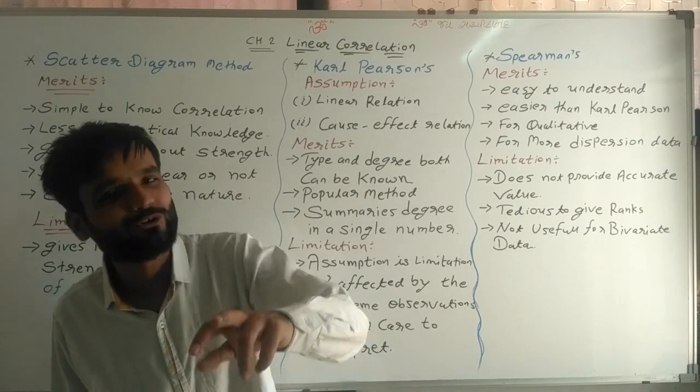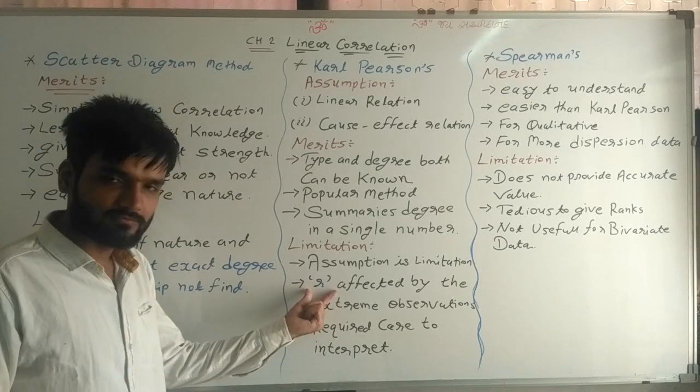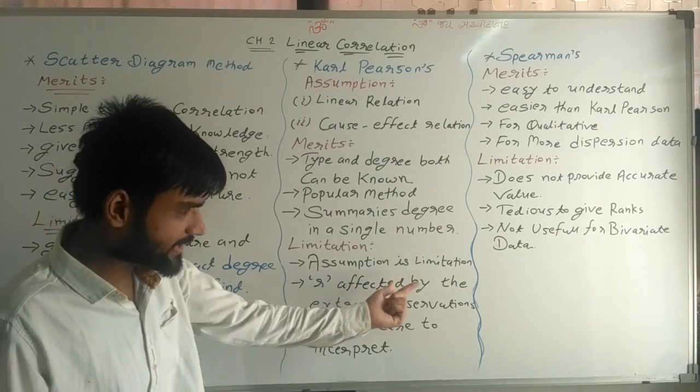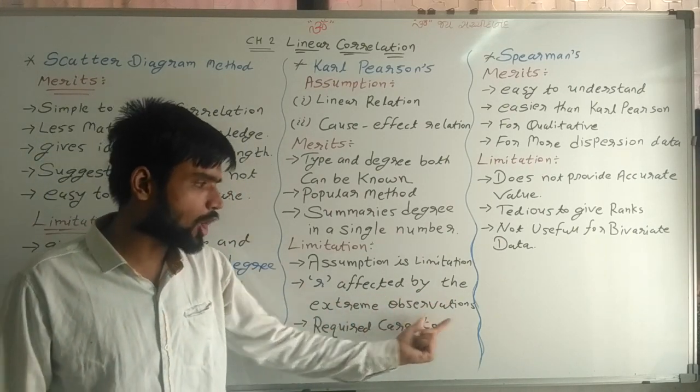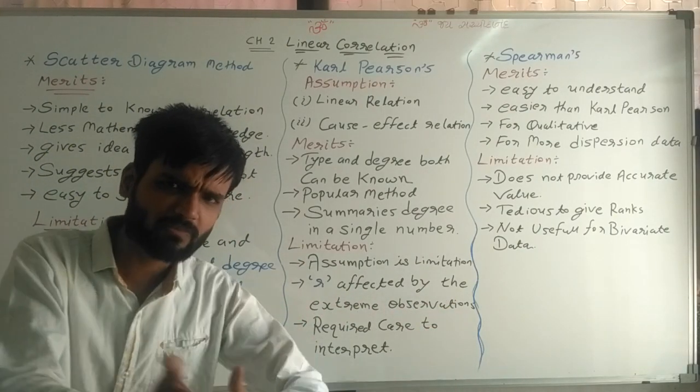Now we are talking about second limitation. Second limitation is what? The value of r is affected by the extreme observations. Now extreme observations means what, sir?